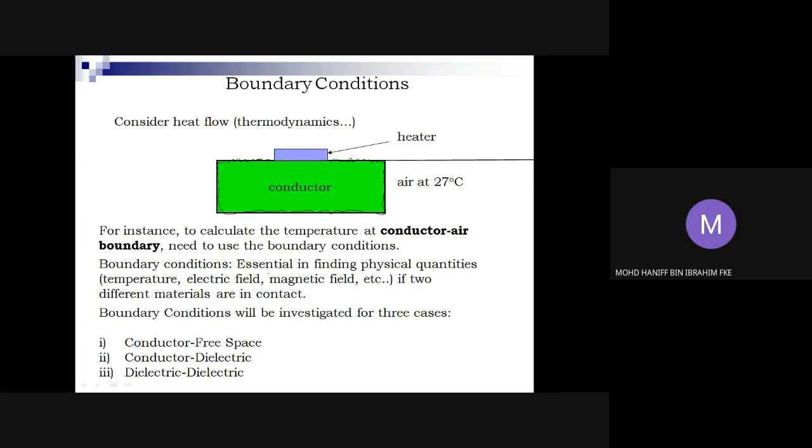In our case, in our study of electric field intensity or electromagnetic theory (EMT), our physical parameter is the electric field. For this heat case, it's temperature that we want to find. But for our case, it is to find the value of electric field intensity E. So E field intensity is our physical parameter.